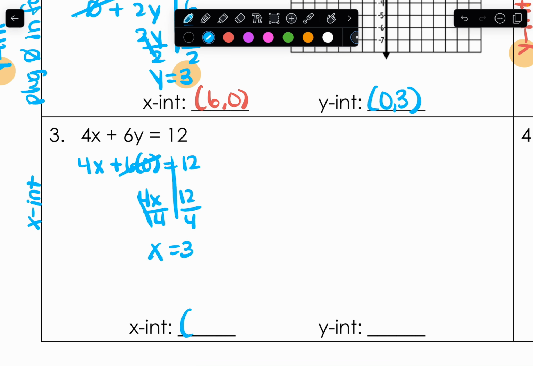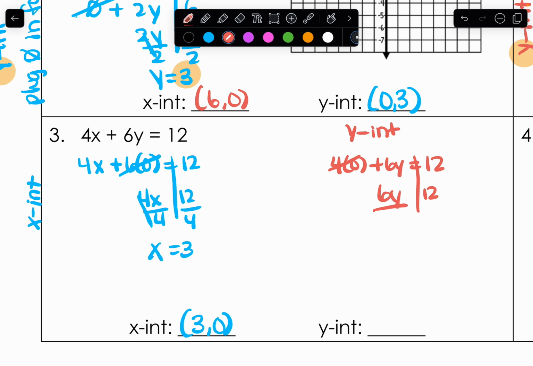And you get x equals 3. So your x-intercept is (3, 0). Solving for the y-intercept, you plug in a 0 where the x is. 4 times 0 is 0. You're left with 6y equals 12, divided by 6. And you get y is equal to 2.